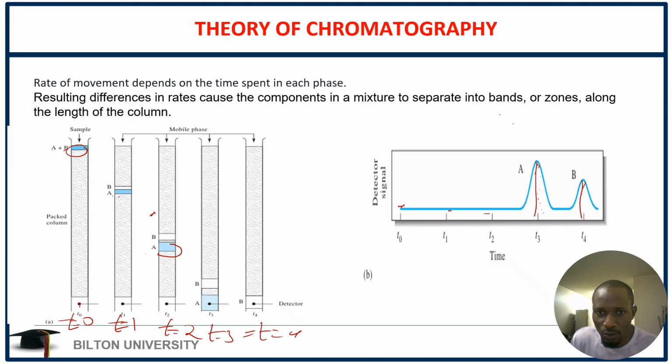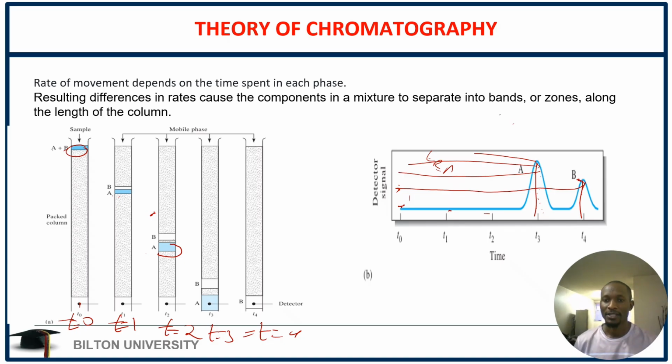Now if we were to draw, remember we introduced them at t is equal to 0, so between this time until this time, we call it tR of A, and from the same point until the top here, that is what we call tR of B. tR simply is the retention time. We are going to look at it.